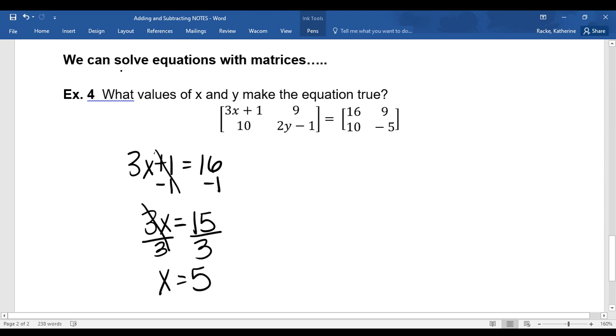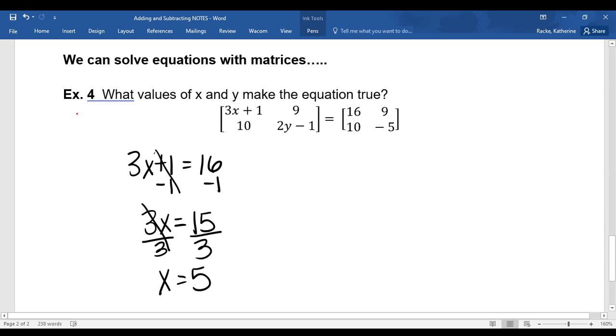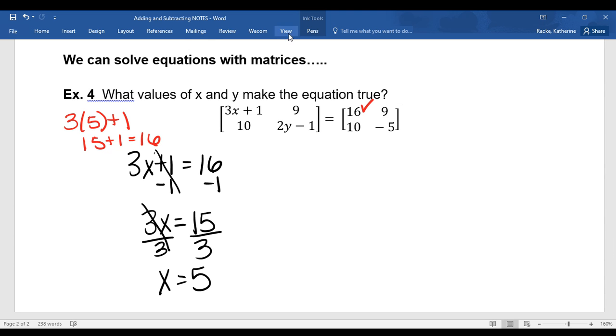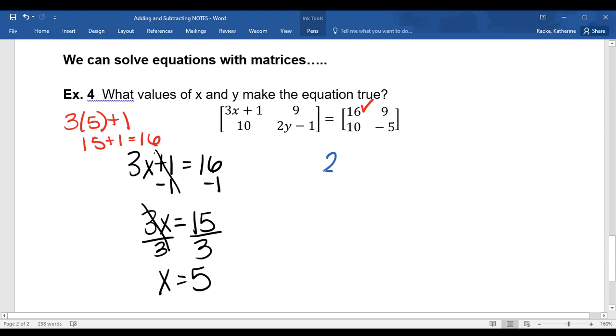So you could also make sure that this works and do 3 times 5 plus 1. Well, 3 times 5 is 15 plus 1 equals 16. So that works out for that one. Now we're going to do 2y minus 1. And that would equal negative 5.